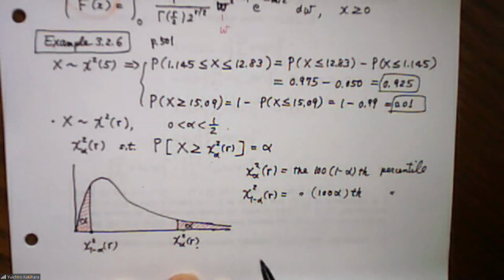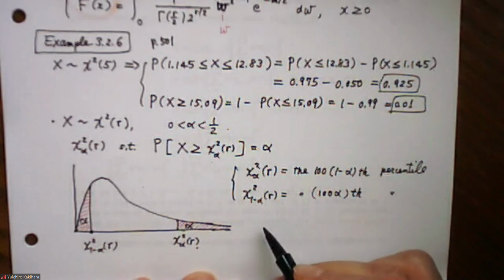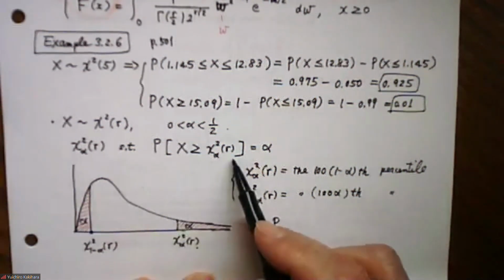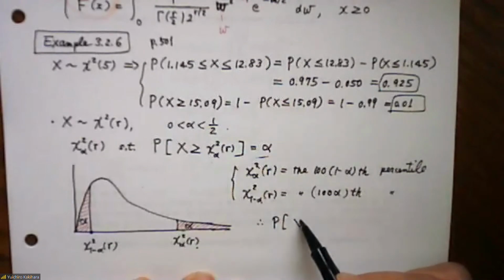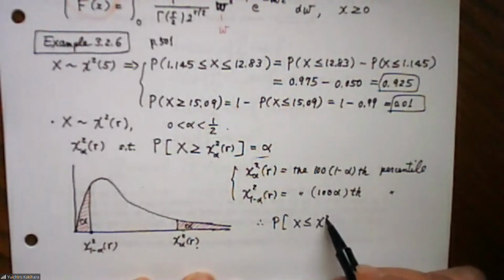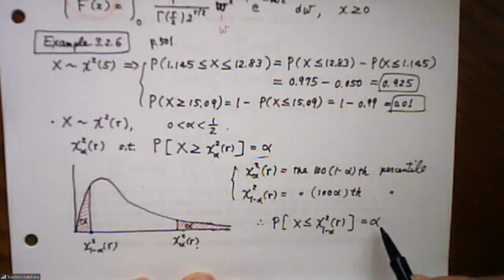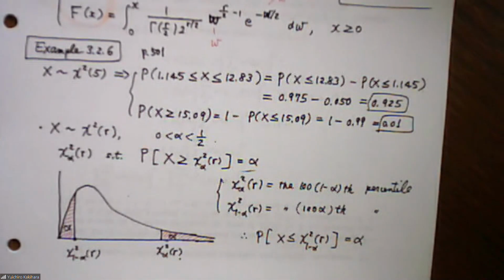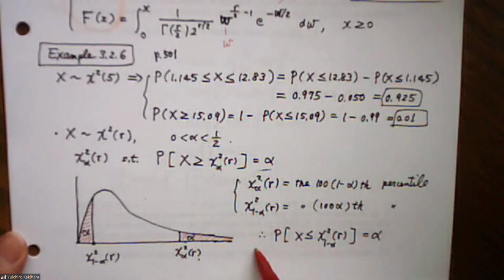So smaller than this point, this portion's area is alpha, and that number is chi-squared sub 1 minus alpha. This is a definition. Now, if we use the opposite inequality, the probability that X is less than or equal to chi-squared sub 1 minus alpha of r is also alpha. So this is the one I want to tell you. Please memorize these two.